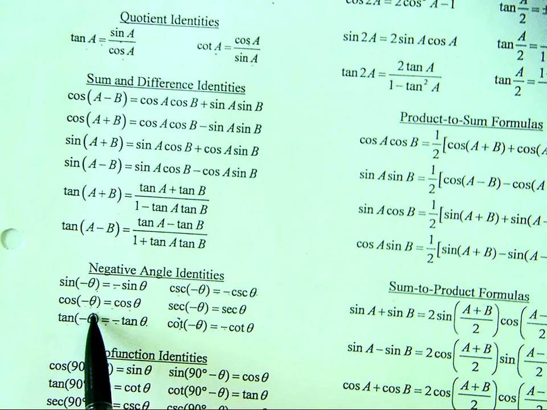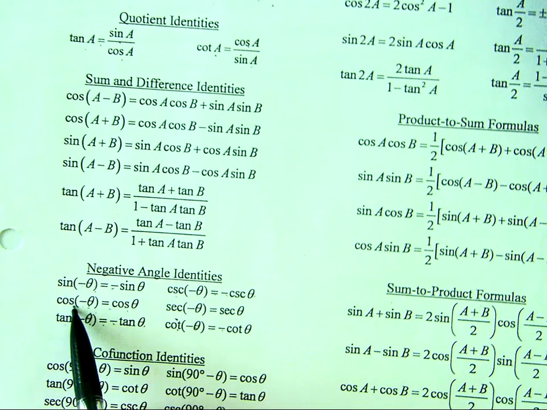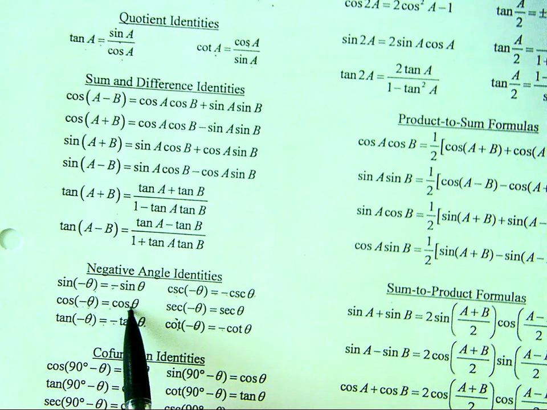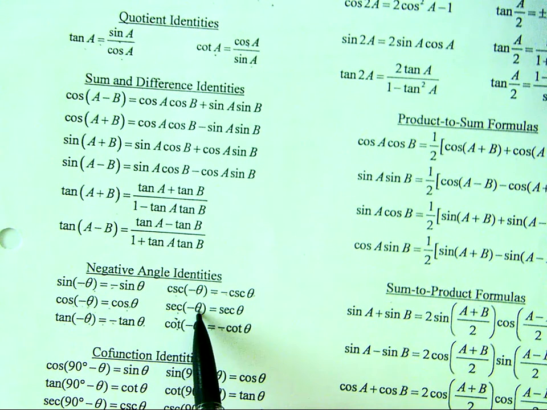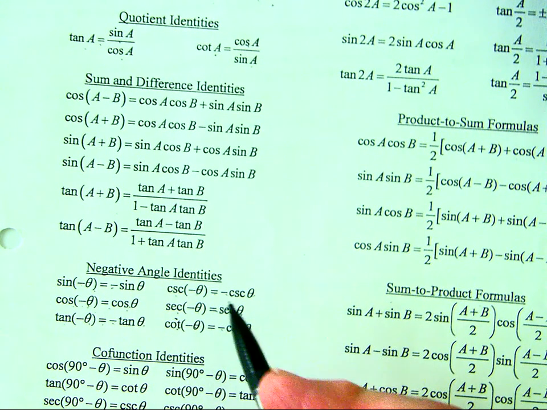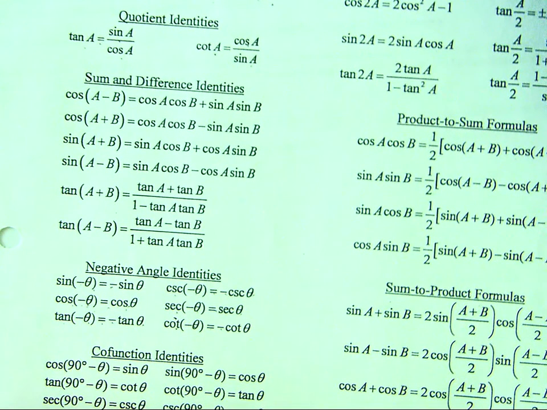Same way if you had the cosine of 120 degrees. Well, that's in the second quadrant. Cosine is negative there. If we did the cosine of a negative 120, that's down in the third quadrant. Cosine is also negative there. So the cosine of a negative theta is actually the same as the cosine of a positive theta. Same way the secant of a negative theta is the same as the secant of a positive theta. But that's the set of identities we're working on right now.